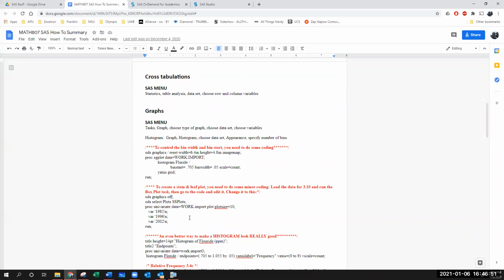And then that code becomes something that you could use over and over again, even later on in another class, as long as you understand the basic structure of the code. You've got this proc statement, which is for procedure, and it tells you what kind of procedure it's going to run: the univariate procedure. What's it going to run it on? Some data. Where's the data located? It's located in this spot, so I have to change that if my data is located somewhere else.